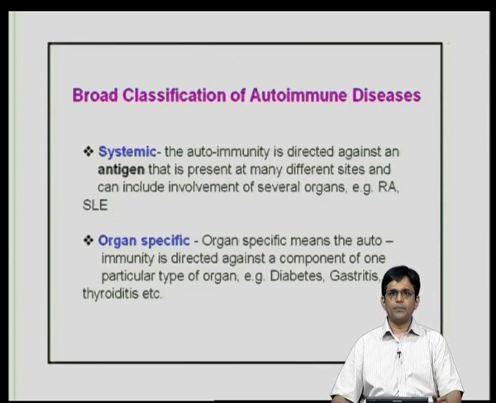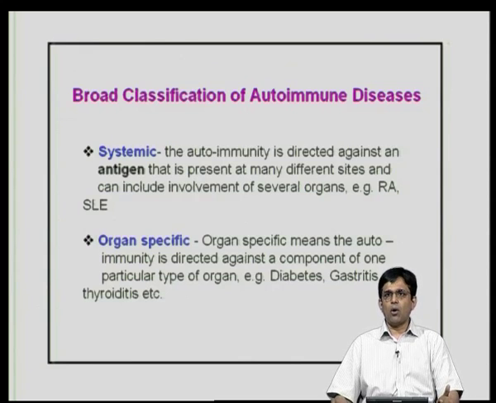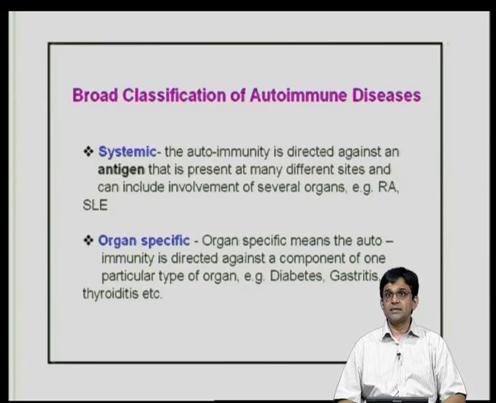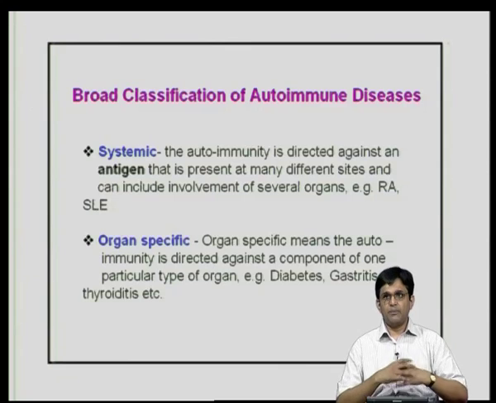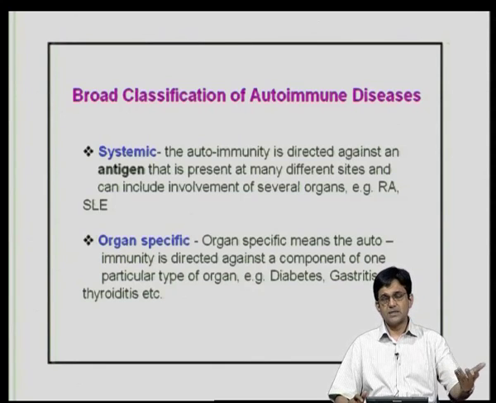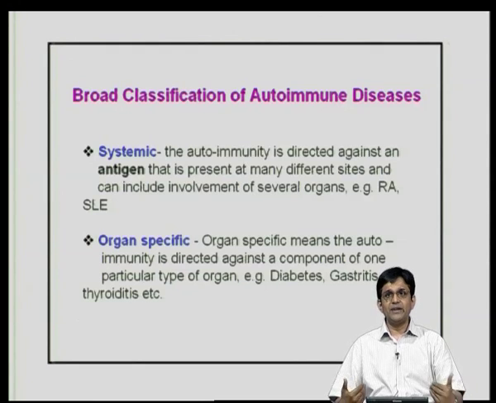Now, in terms of classification of autoimmune diseases, there are two broad classifications. So, first is systemic. Systemic means it is all over, in different organs, different sites. For example, in rheumatoid arthritis, you have it in several joints, often knees, fingers, elbows, and so on. Systemic, and then you have systemic lupus erythematosus, again afflicting different parts of the body.